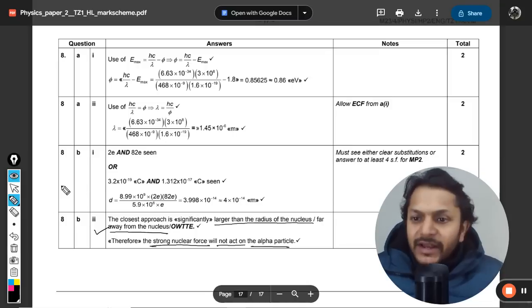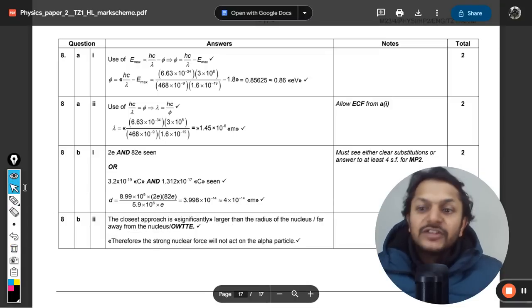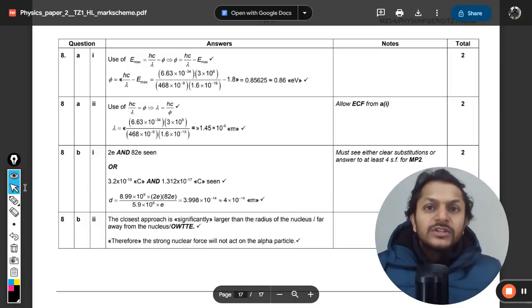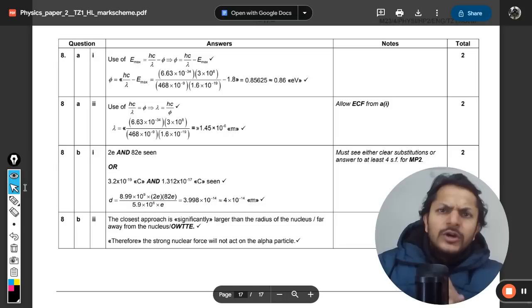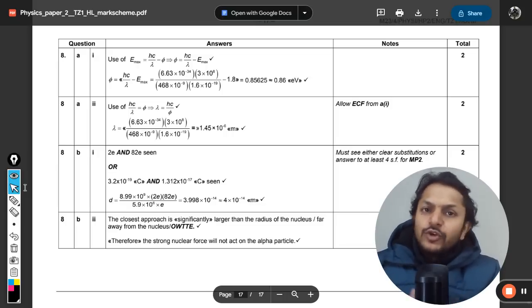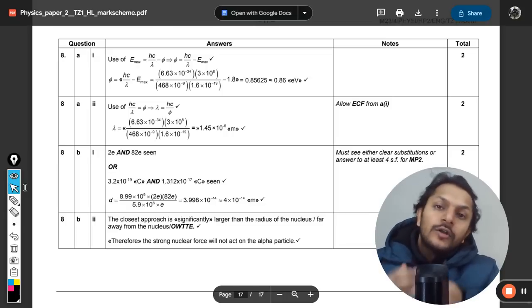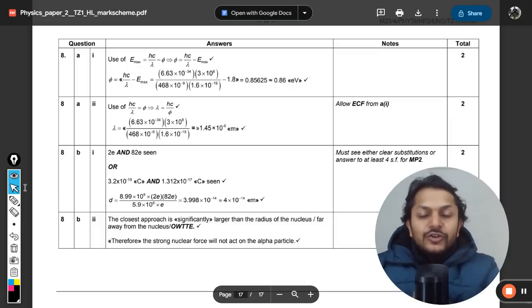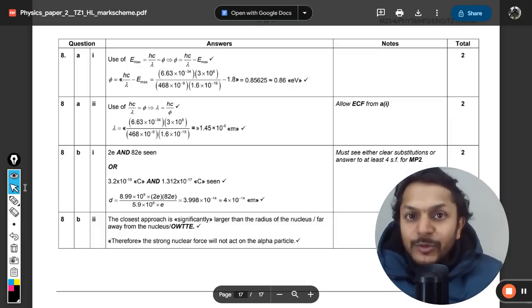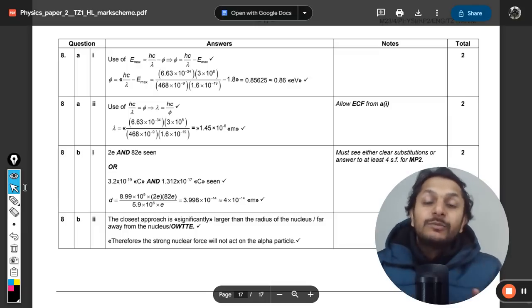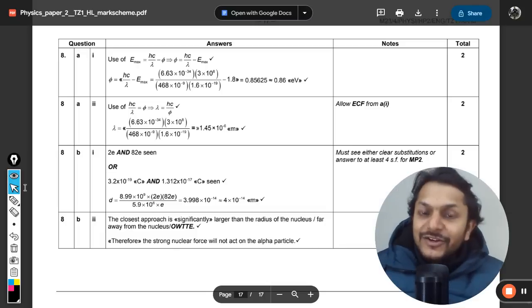So this is it, my dear students. This is how this question is done. This was the last question for this paper 2 May 2023 time zone 1 HL. I hope all of the questions will be very clear to you now, and if there is any other problem, you can message me on WhatsApp, or in the comment section, no problem about that.